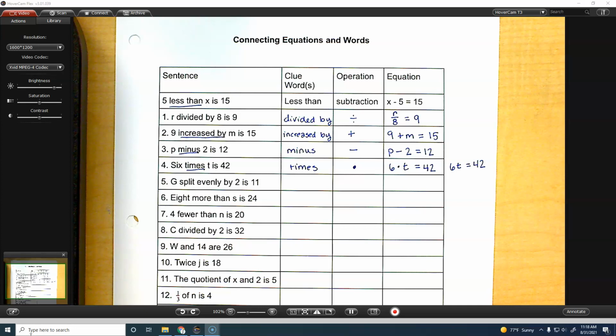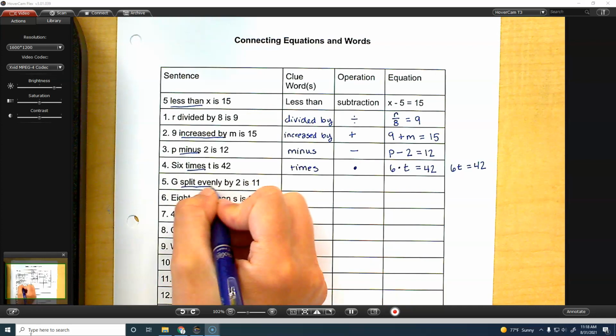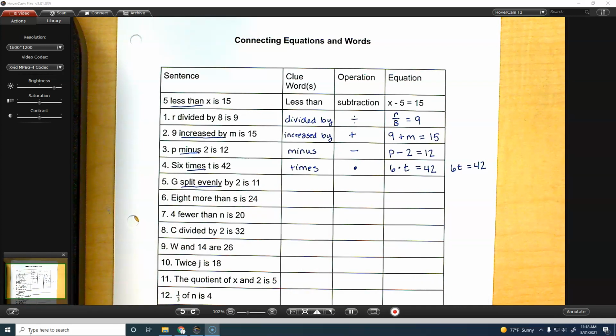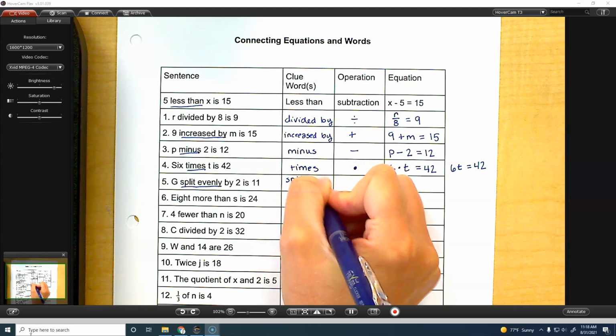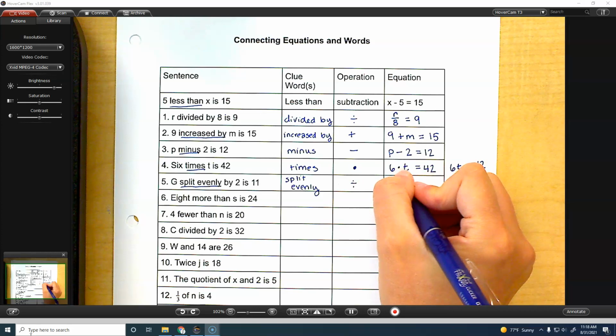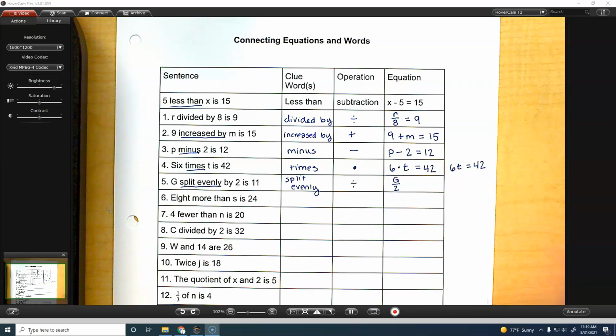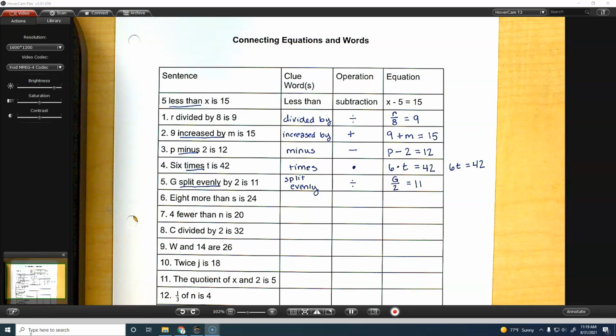I need to update my word list because this is a worksheet that I got from Miss Martin. Split evenly by 2. That's going to be division. So split evenly is going to be division. So G, split evenly by 2, it'll be dividing by 2, is 11.